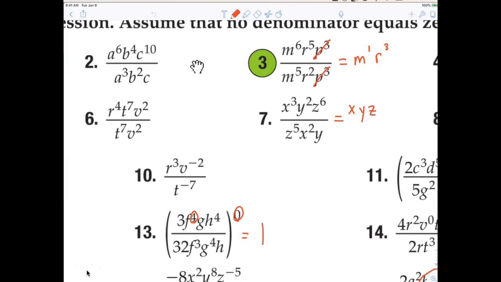Shh. This reduces to a to the third, b to the second, and c to the ninth. Any questions? Any questions? I don't even see a pencil in your hand. All right, let's go. Stay with me.